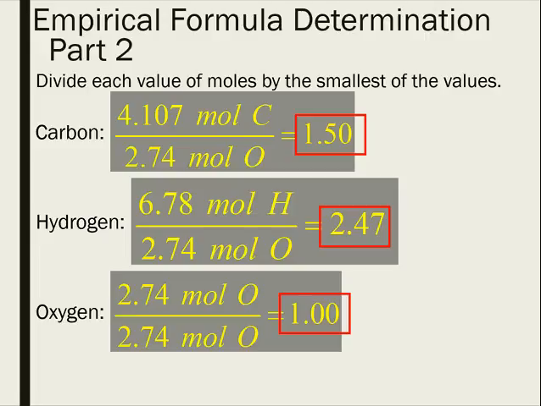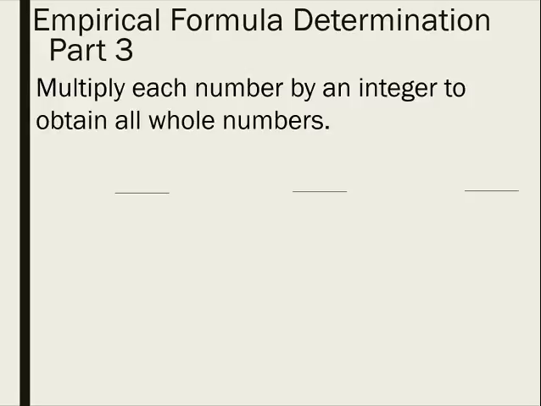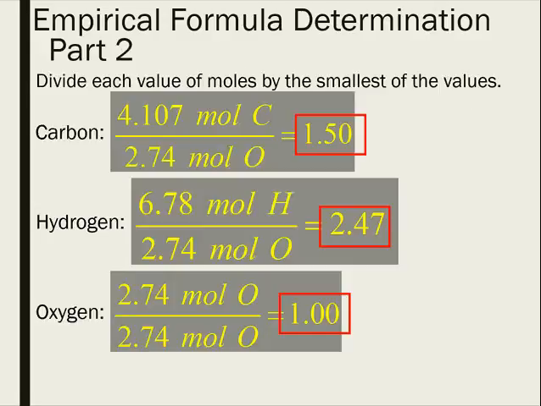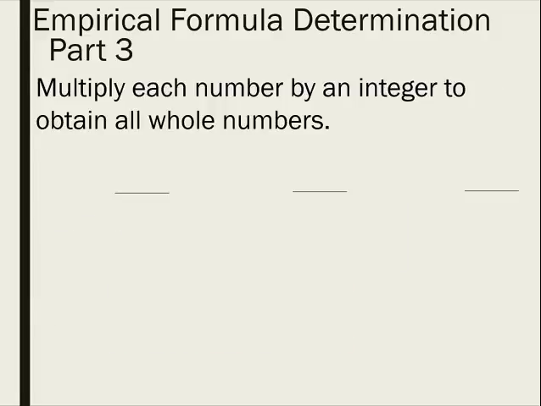But we can't leave it at that. We're going to move on to the next step. We're going to multiply each of those numbers that we just calculated, again, the ones that we have red boxed out here. We're going to multiply those by an integer. I don't know which one yet, so that all of the numbers will end up being whole numbers. Now I need to multiply all of the numbers by the same value, so this will take some guess and check.